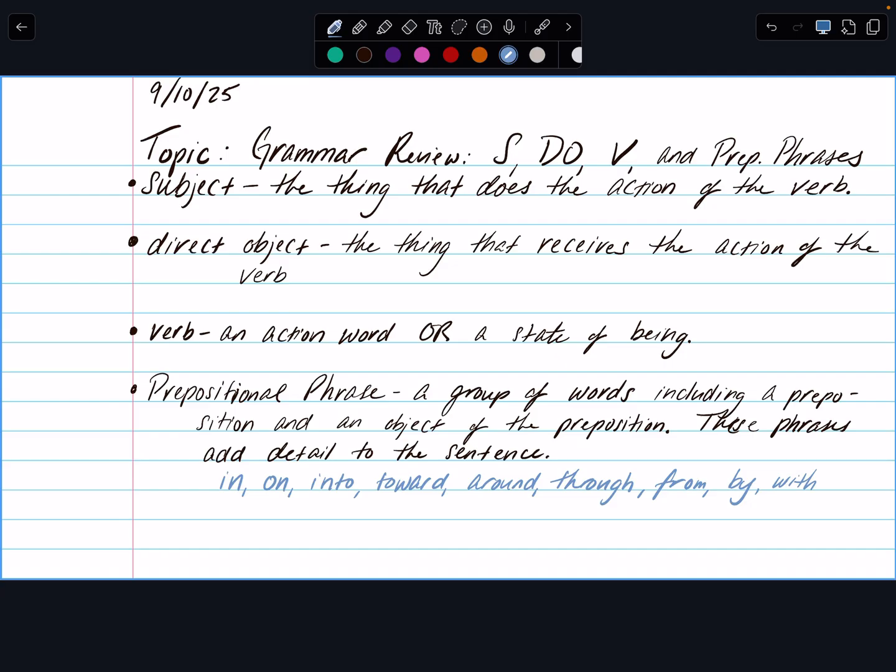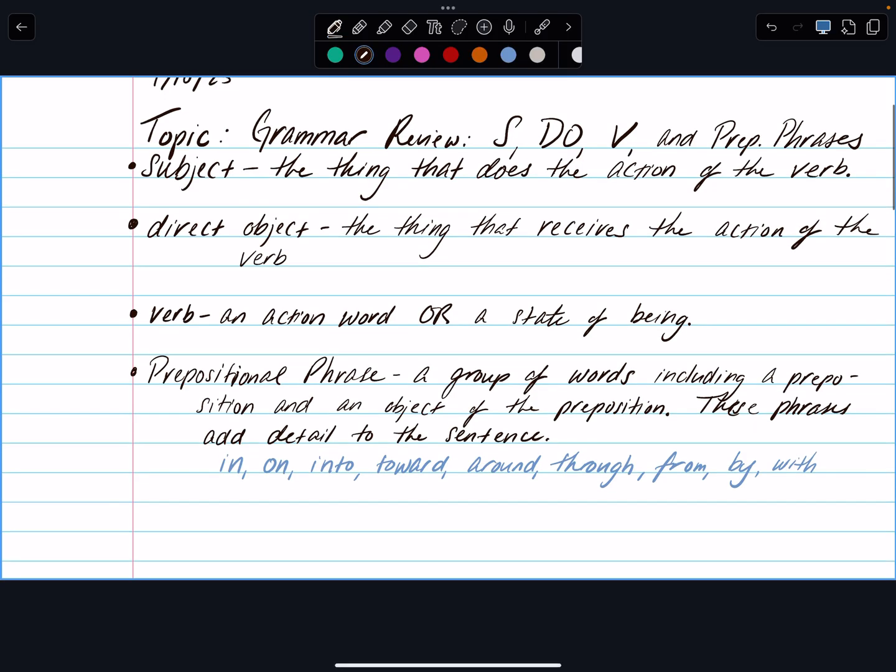So they just give you more information about the sentence. That's their function. If you see one of those words and then a word that follows it, that's usually your prepositional phrase. Okay. So far, so good? All right, I'm sorry this is not the most exciting thing we've done ever. But it has to be done.